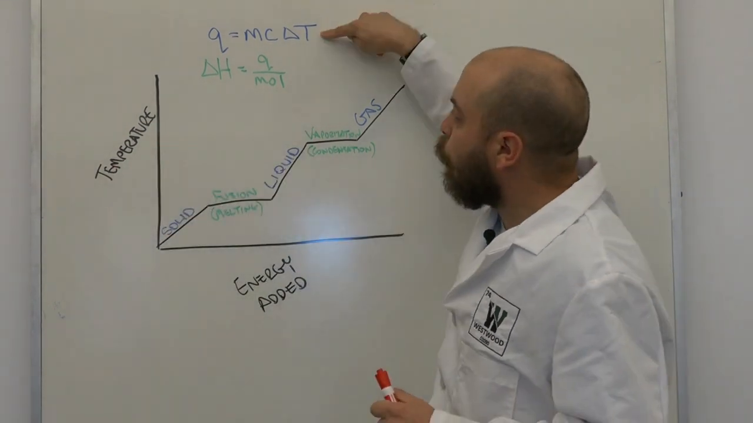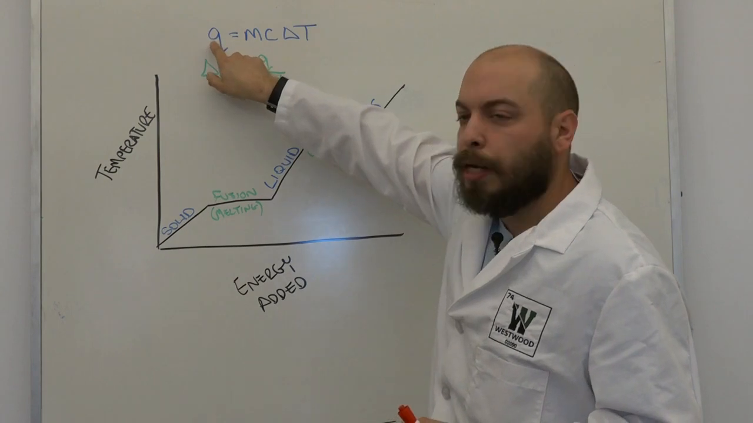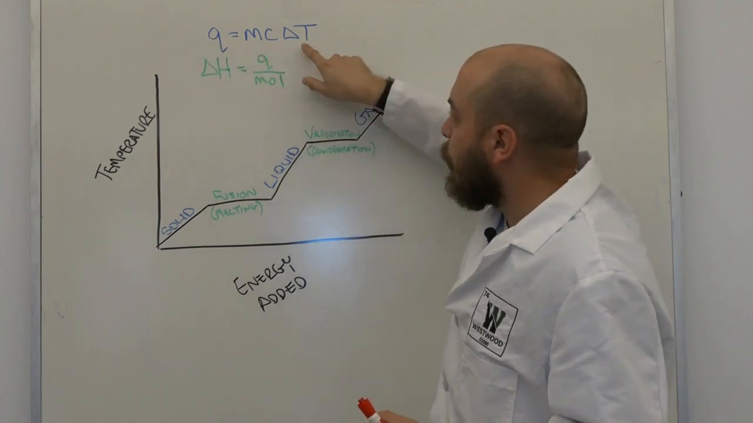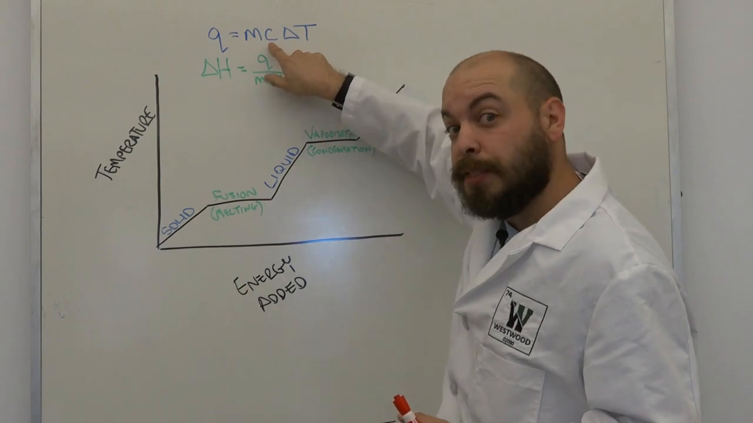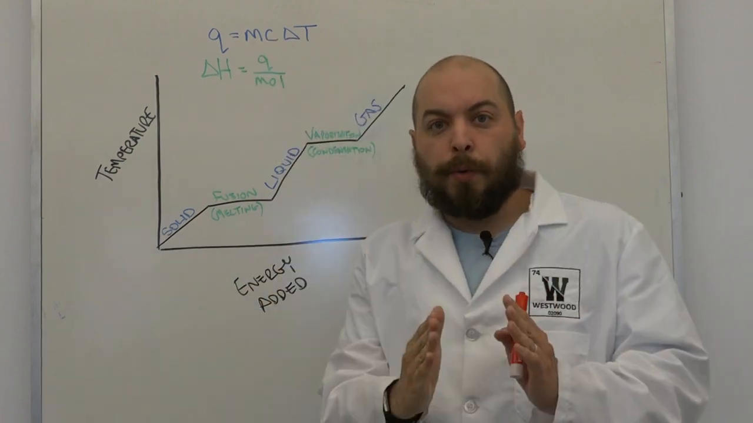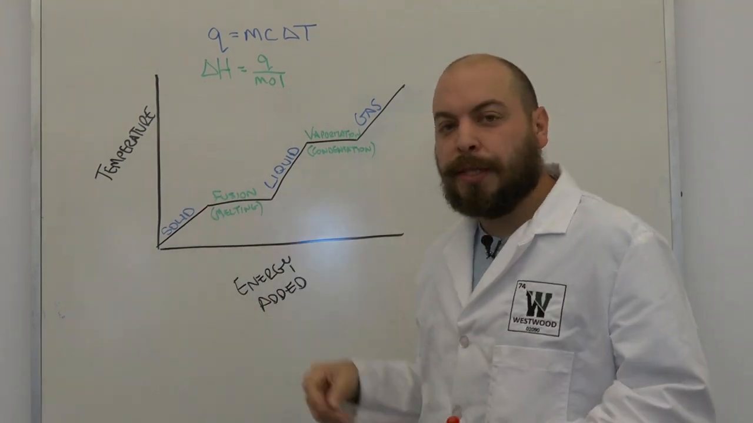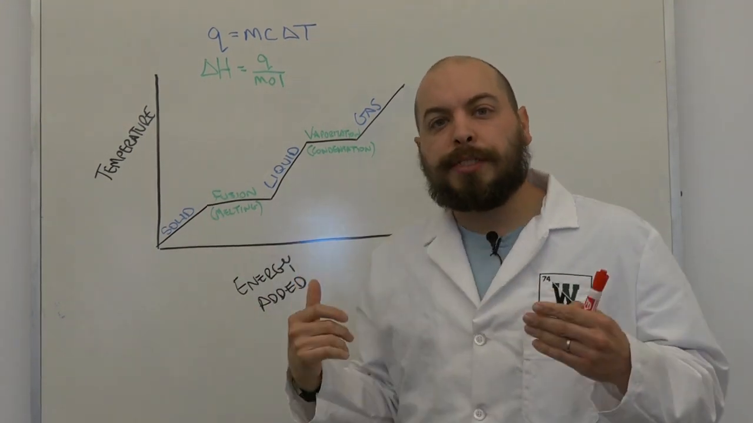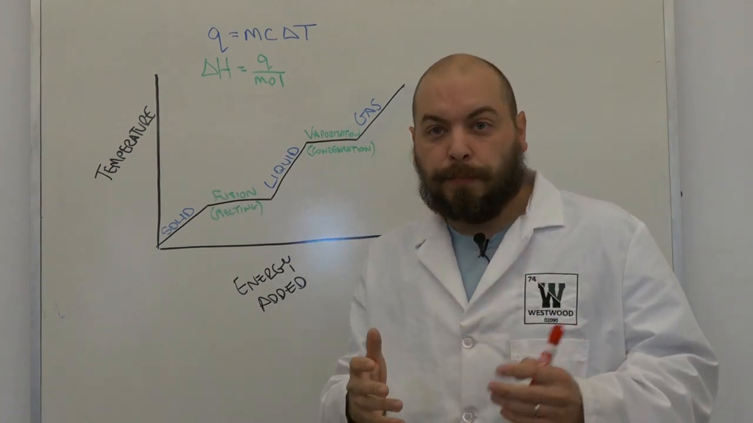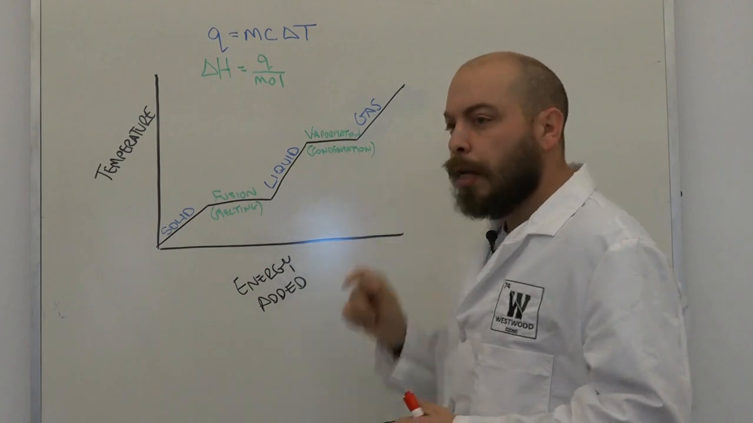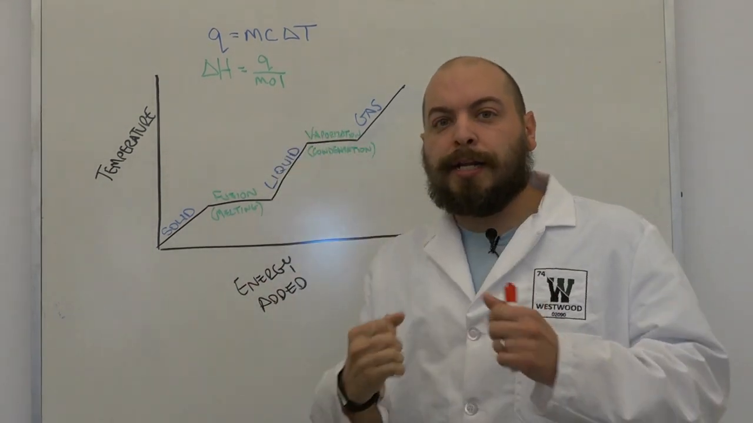Well, if we look at my equation, Q equals mc delta T, if we have a lower amount of heat added and yet a greater temperature change, that means my C, my specific heat capacity, must be lower. So a more rapid temperature change or a steeper slope in these three regions represents a smaller specific heat of that substance.